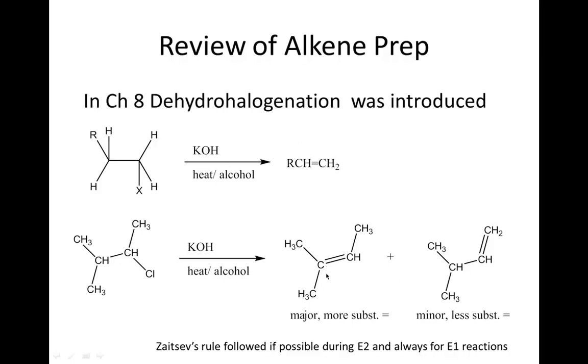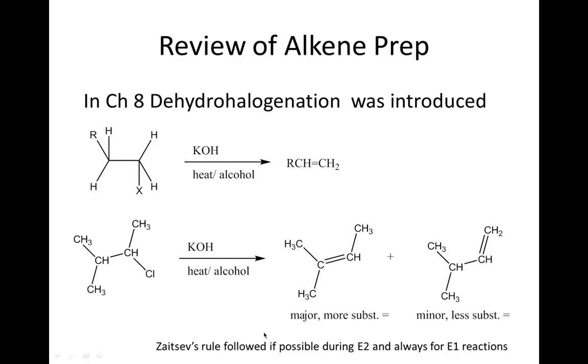And in the context of chapter 8, we talked about the fact that we tend to see as the major product the more substituted alkene. This alkene has 3 carbons attached to it. This one has only one other carbon directly attached to it. So this one is a tri-substituted double bond. This one is a mono-substituted double bond. The more substituted it is, the more favorable. It's more stable. Energetics favor the preparation of that.